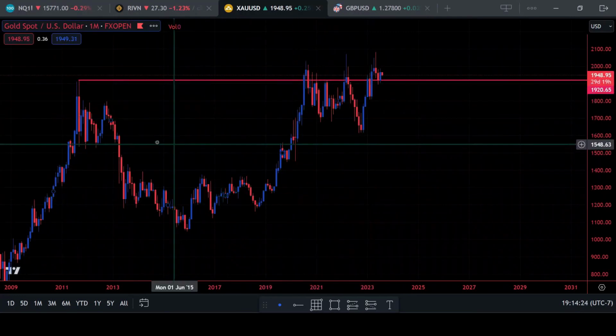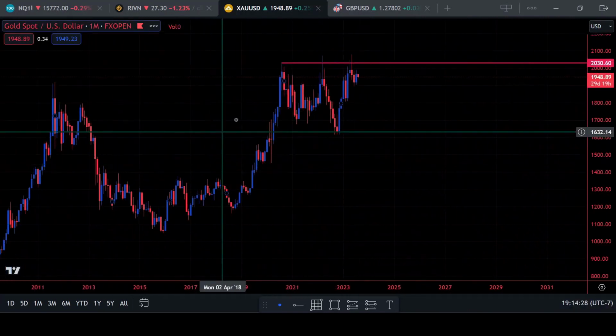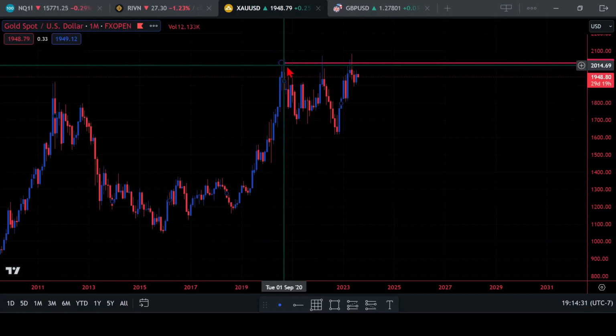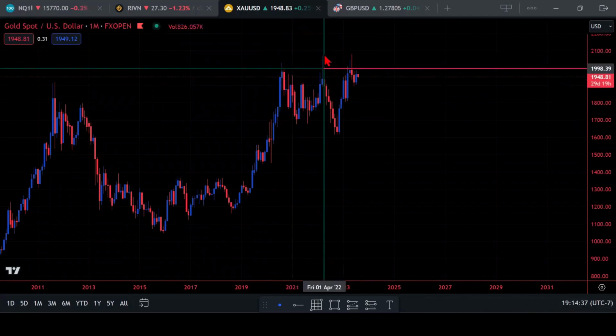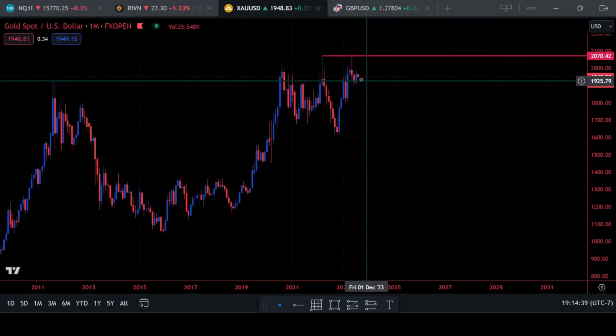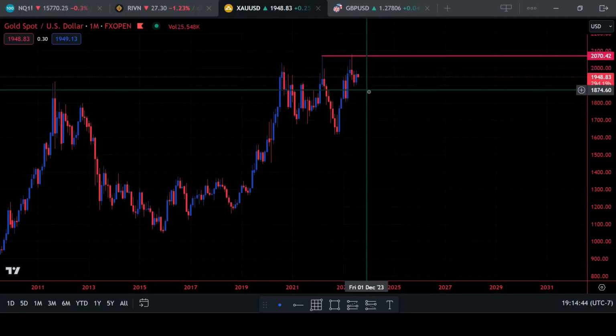What did price do over here? Same thing, price wicked up, swept buy-side liquidity and made a drastic move down. What did price do again? Targeted buy-side liquidity and made a move down. Usually it pops around or makes a drastic move down.